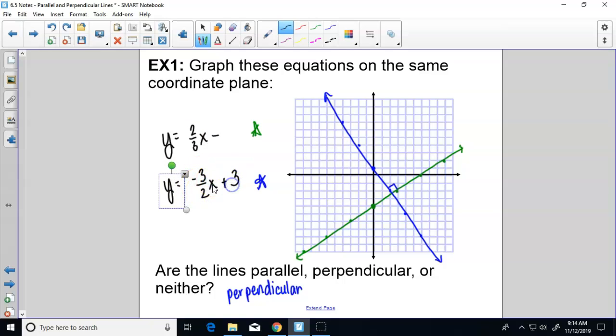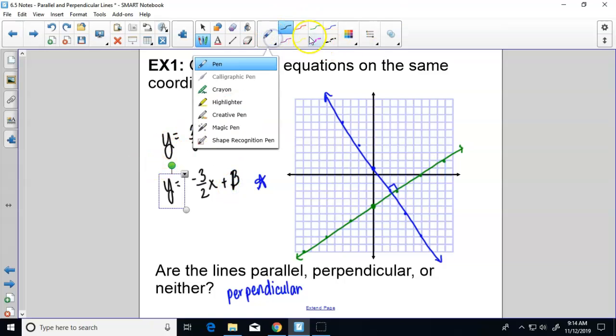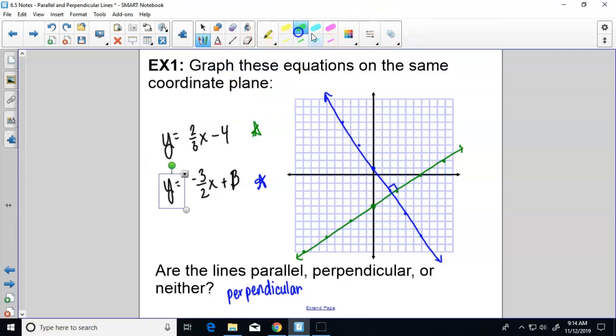Plus 3, plus 1. This was a -4. Okay. All right, so if we look at our slopes here, we'll highlight our slopes. So I've got 2/3 and -3/2. Those lines were perpendicular. Let's look at our other ones.